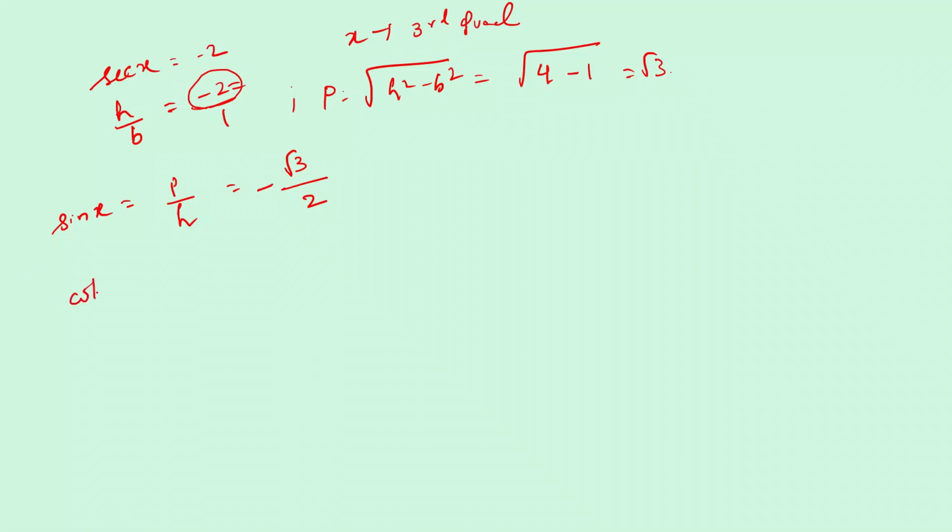Similarly, if we are to find out cot x, cot is base by perpendicular. So base is 1, perpendicular is root 3, and what is cot in the third quadrant? Positive, right? So either you write down positive or you don't write down anything, just keep it as 1 by root 3. Okay, so this is how you find out all the other trigonometric functions. I leave it to you as an exercise.